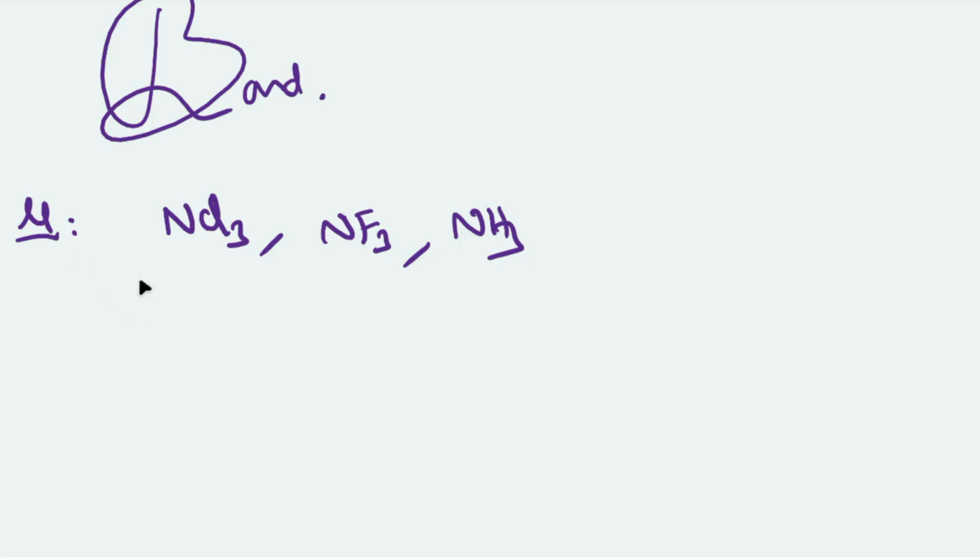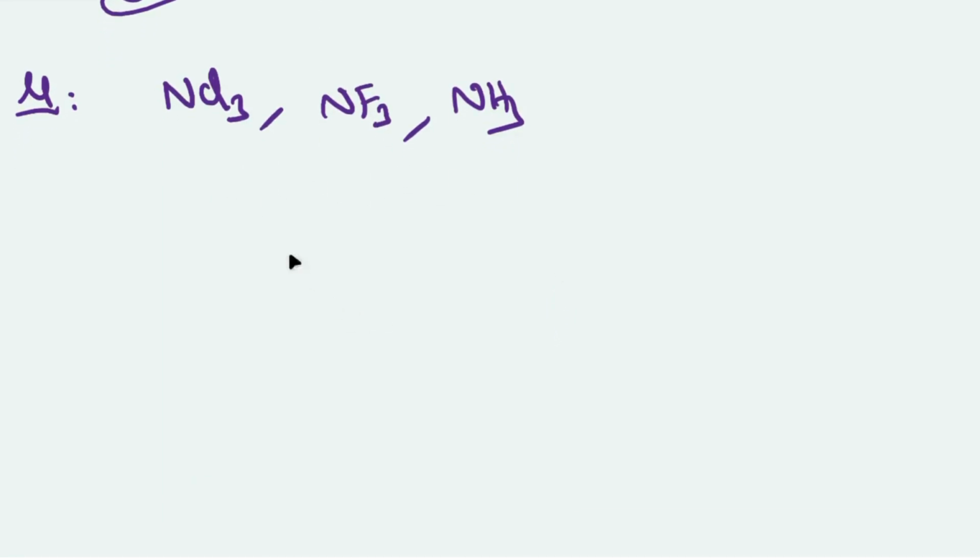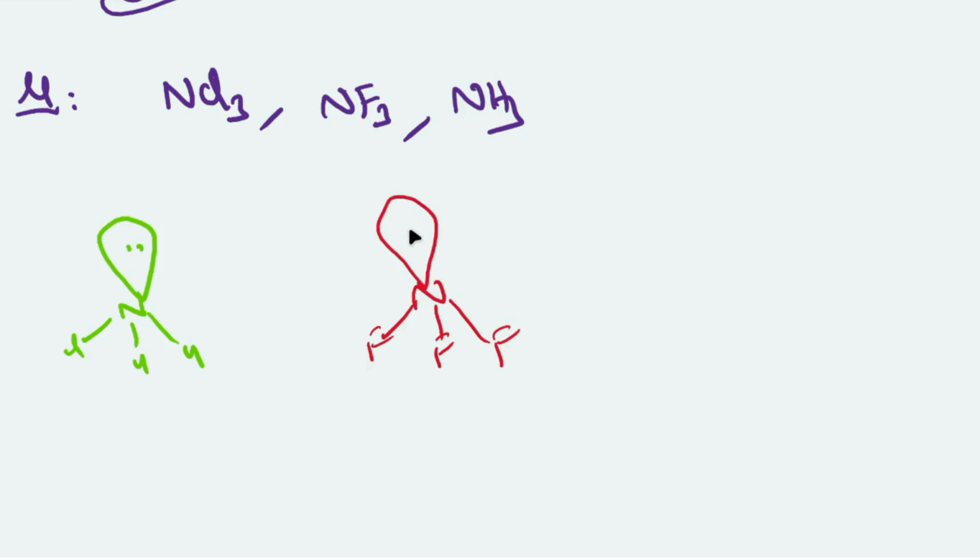Now, can you give the order of dipole moment for these three compounds? Yes, sir. First, you write the structure: N bonded to Cl, Cl, Cl, and it has a lone pair. Next structure: N bonded to F, F, F, and it has a lone pair.